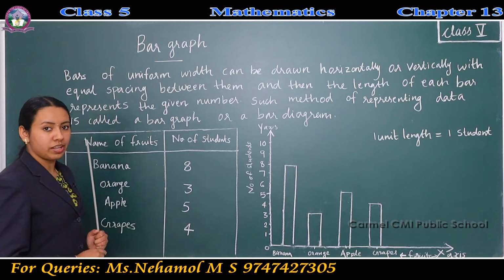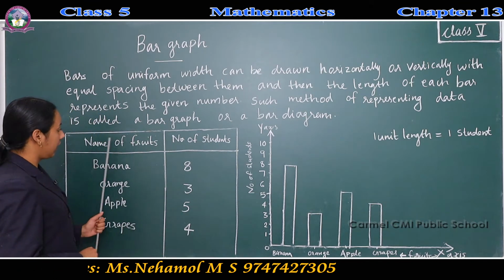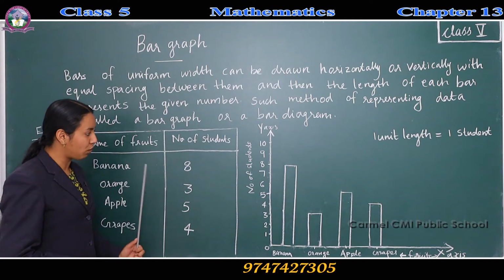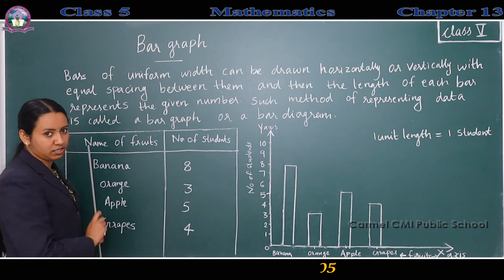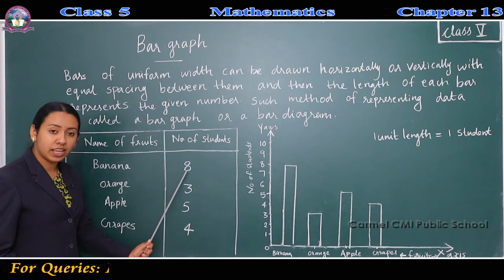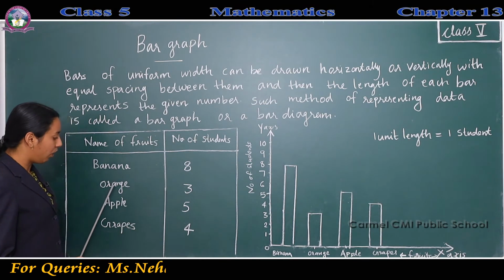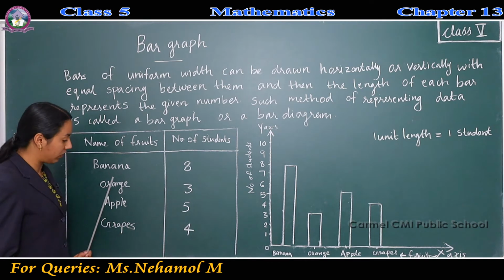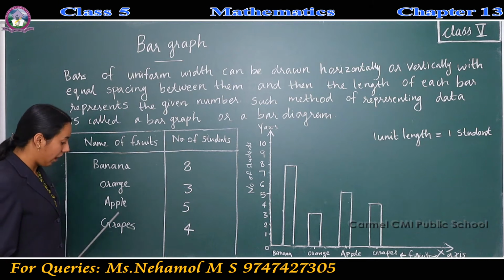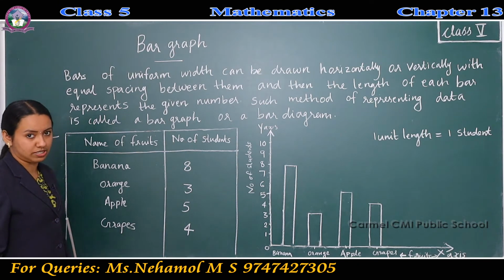We can go through an example. Here are the names of fruits and the number of students who like these fruits. First one, banana. Banana is liked by 8 students. Then orange, 3 students. Apple, 5. And grapes, 4 students.